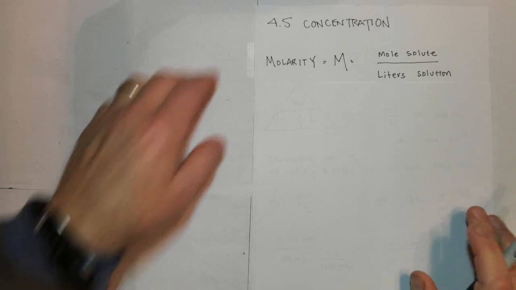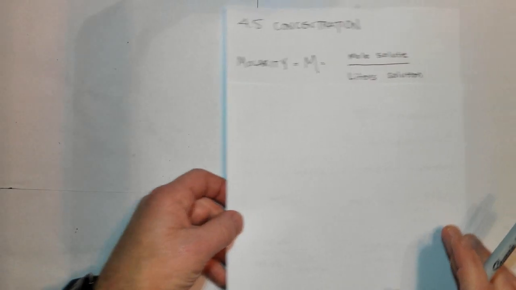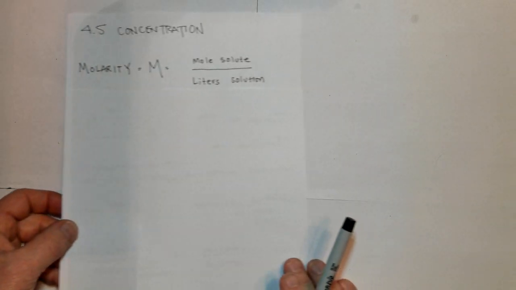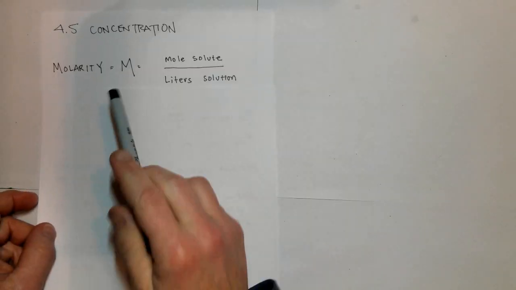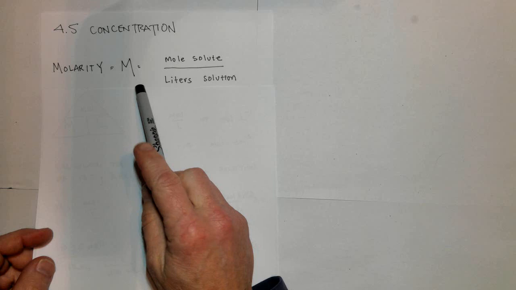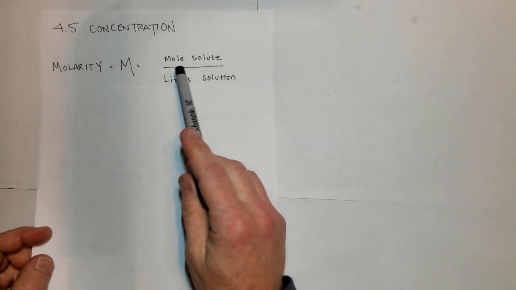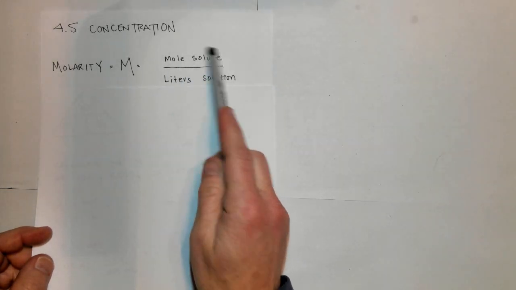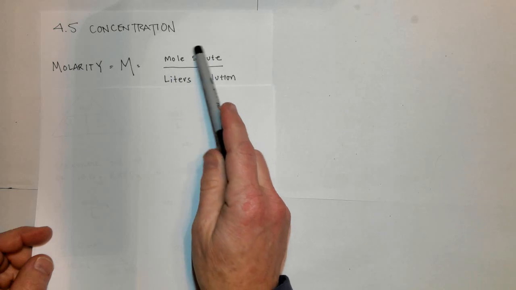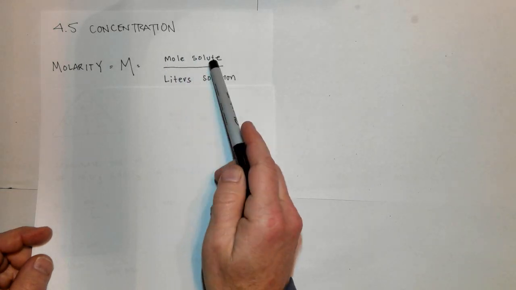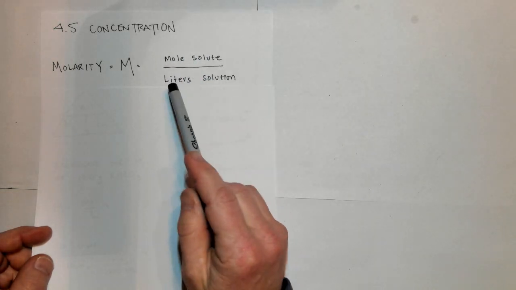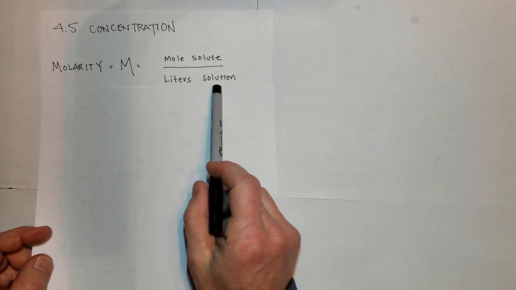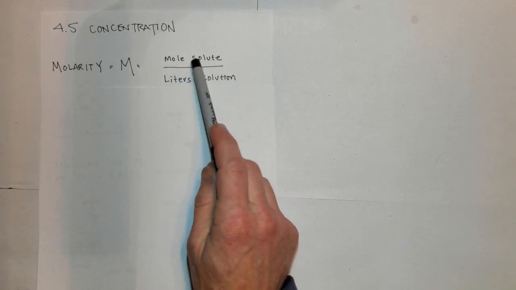So the unit that we use to calculate concentration most prevalently in chemistry is called molarity. Molarity is symbolized by a capital M, and molarity is equal to the moles of solute, that's the substance that is in the least amount in the solution, divided by the liters of the entire solution. So it's moles divided by liters.